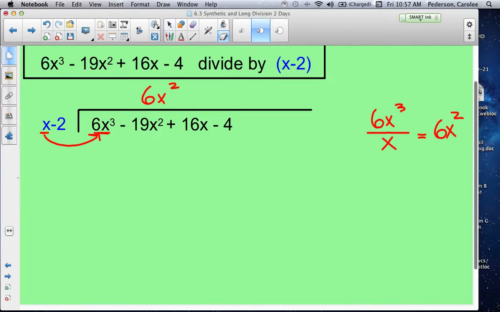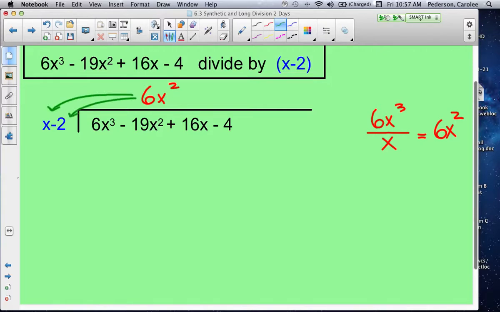Now remember from long division, I multiply that 6x squared to both pieces. So I take 6x squared and I multiply it by x, and I get 6x cubed. Then I multiply 6x squared times -2, which is -12x squared.